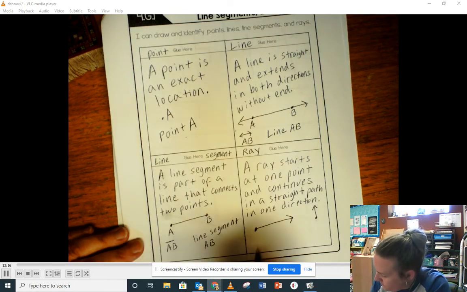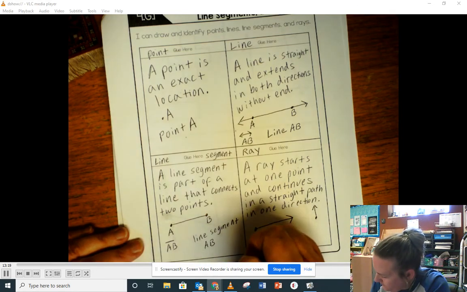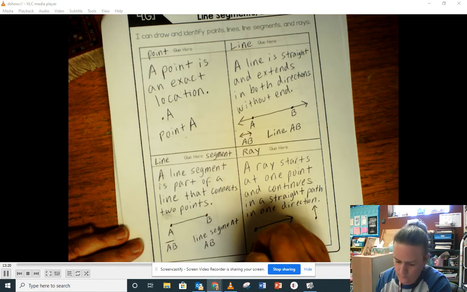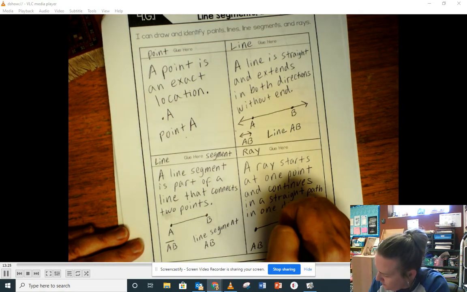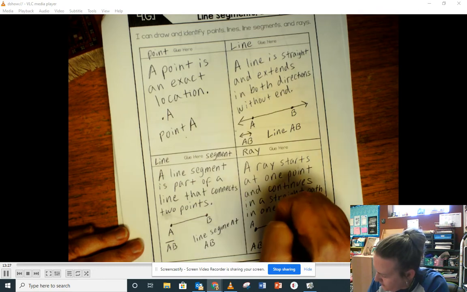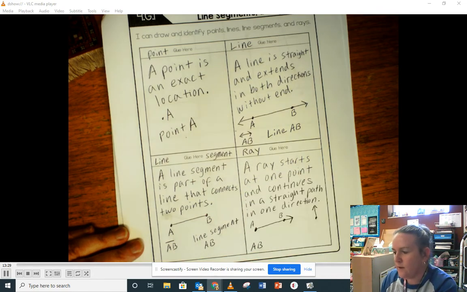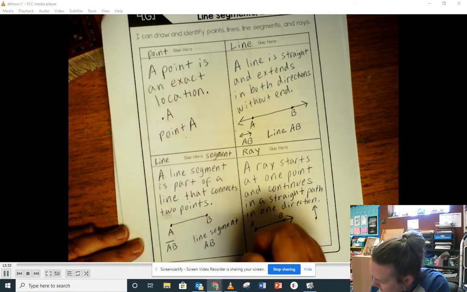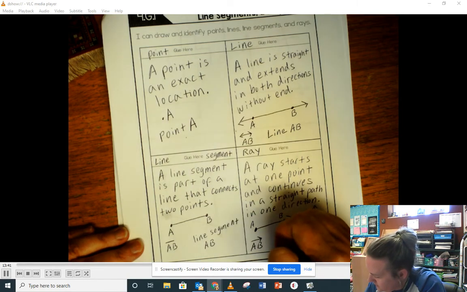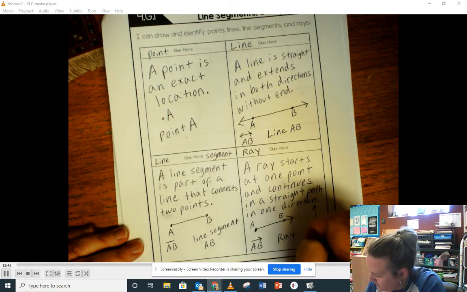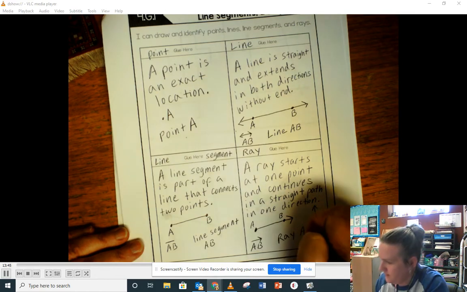The math symbol that we use for ray, we have to put a second point on here, and we label those points A, B. And again, it doesn't matter what letters you use, you just pick something. The math symbol we use is AB with a little ray above it. And what do we say? Ray AB.